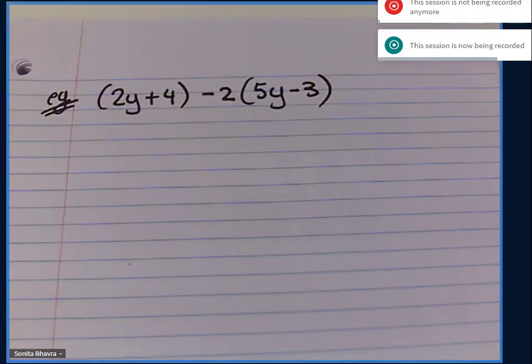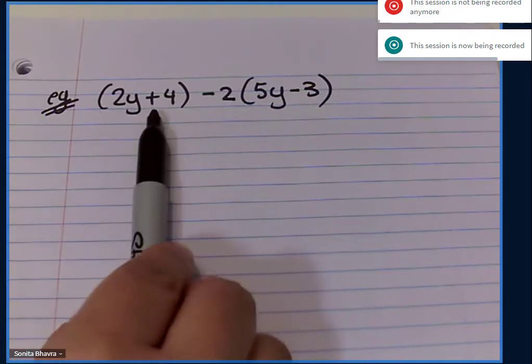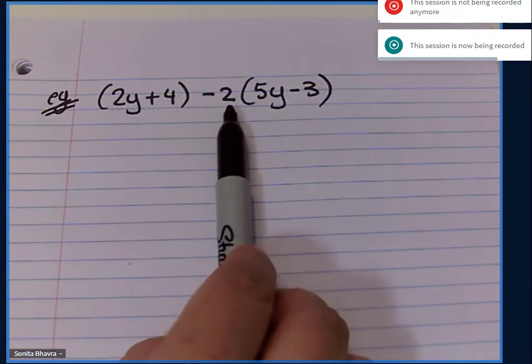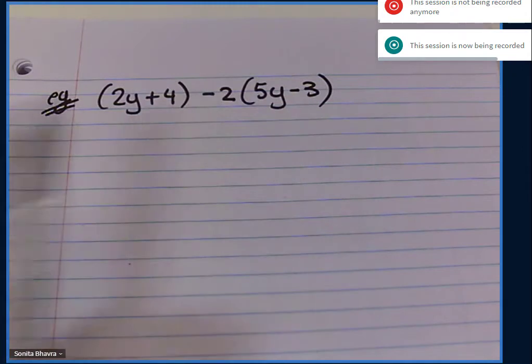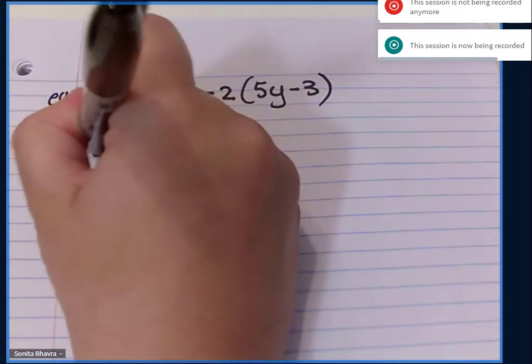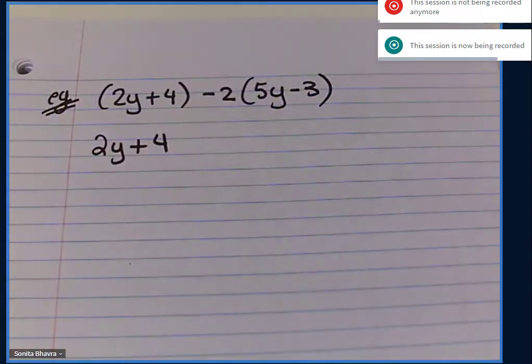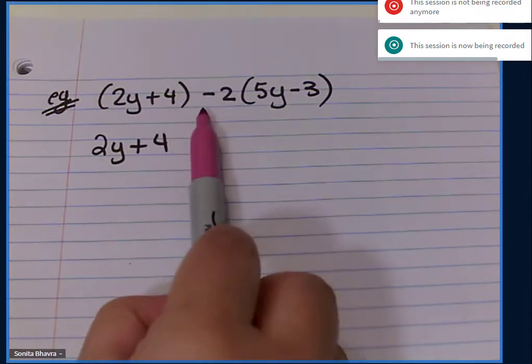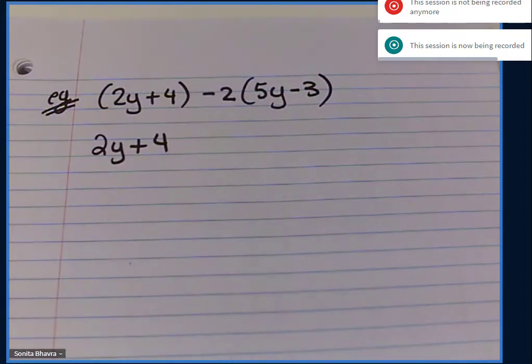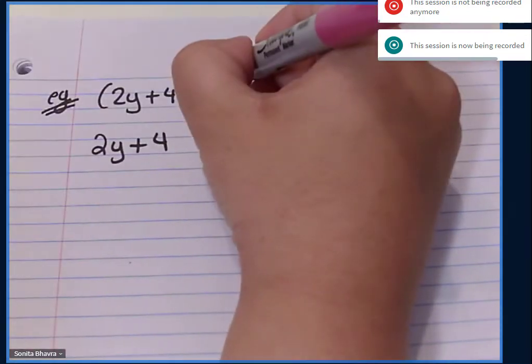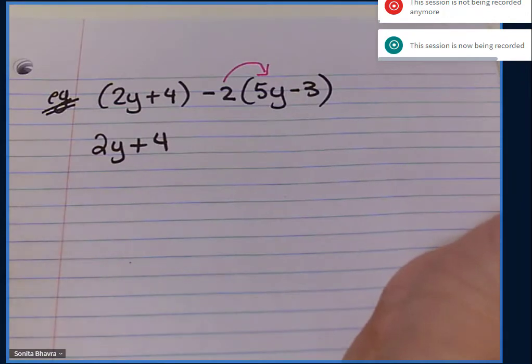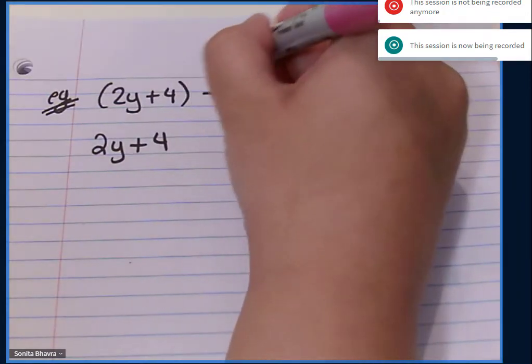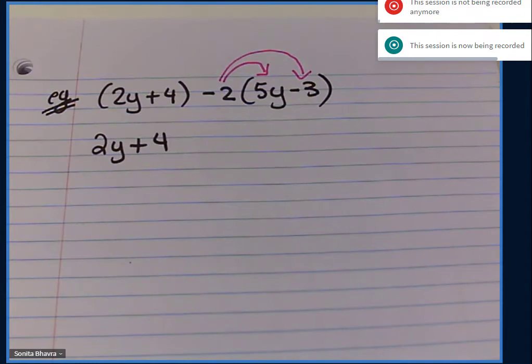All right, so the next example we're looking at here is (2y + 4) - 2(5y - 3). The first bracket we can open up just like we have been, so just 2y plus 4. Next we have this negative 2 in front of this bracket, so we do have to multiply that to everything inside. So it's going to be negative 2 times the 5y, and then negative 2 times that negative 3.